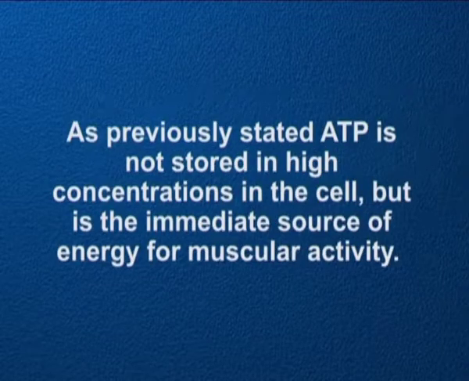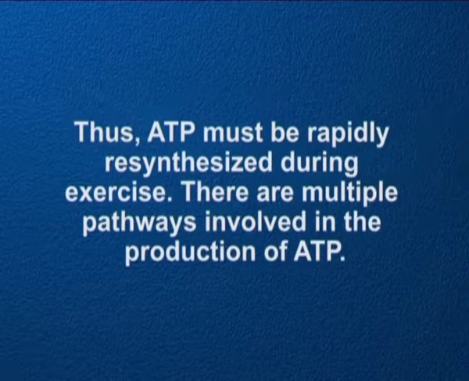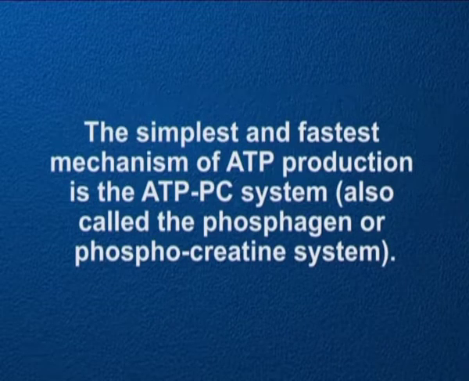As previously stated, ATP is not stored in high concentrations in the cell but is the immediate source of energy for muscular activity. Thus, ATP must be rapidly resynthesized during exercise. There are multiple pathways involved in the production of ATP. The simplest and fastest mechanism of ATP production is the ATP-PC system, also called the phosphagen or phosphocreatine system.